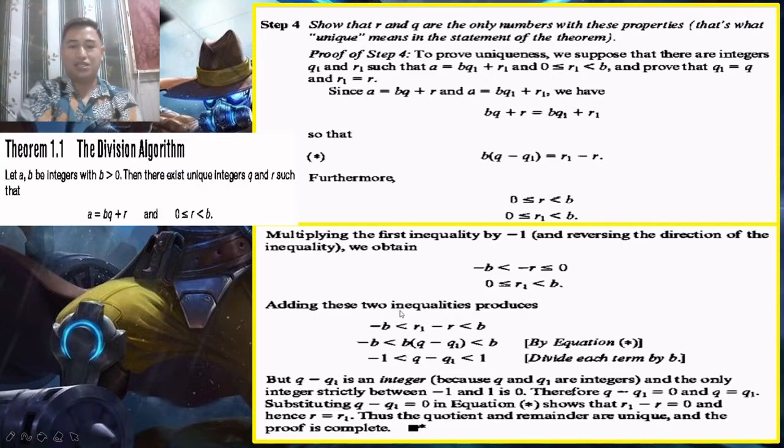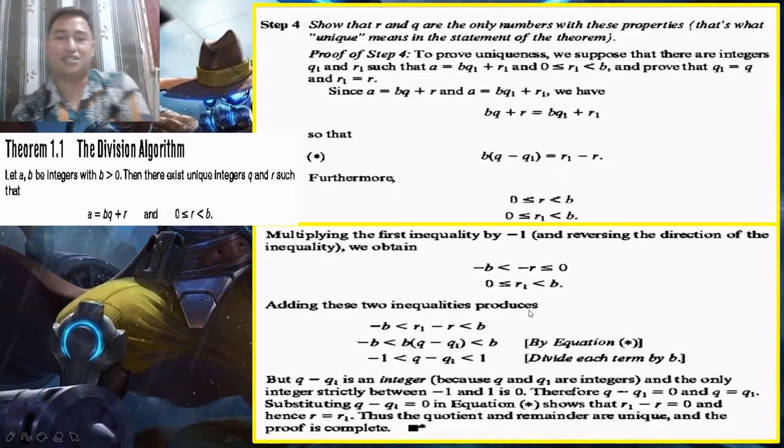Okay, adding these two inequalities produces, so add them. Negative B plus 0, so just negative B. Then R1 plus negative R, so it becomes R1 minus R. Then 0. Okay, strictly less than for both of them here.